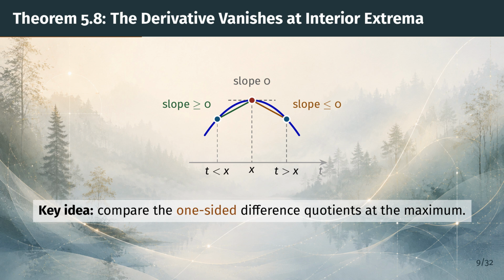As t approaches x, both chord slopes converge to the same number, the derivative at x. A number that is both at least 0 and at most 0 must be 0. The dashed horizontal segment through the peak shows this conclusion, a tangent of slope 0. Let's now write the argument out carefully.